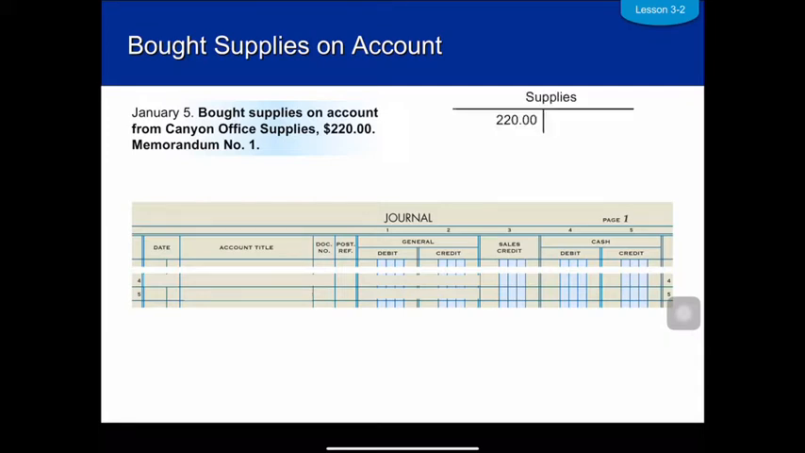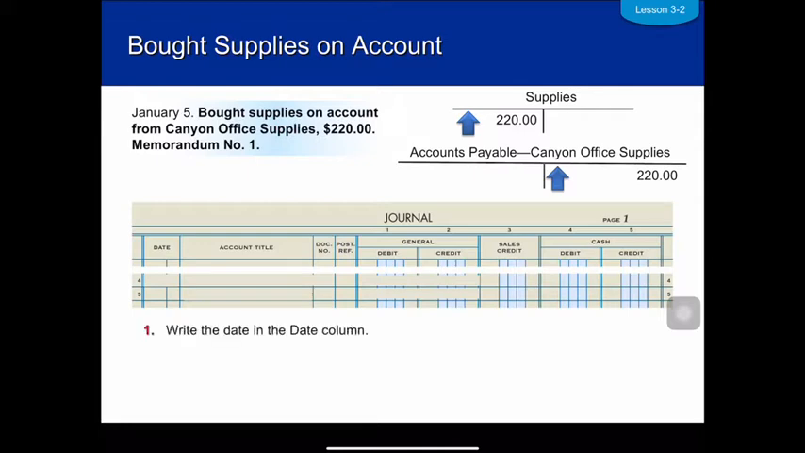The accounts affected: our supplies is going to go up, and this we covered last chapter, and our accounts payable for Canon Office Supplies, what we owe them, is going to go up. So we're going to debit supplies, credit our accounts payable account. The 4 things you do when you fill out a journal, the first thing is to write the date in the date column. And remember, since this is line 4 and it's not the first line of your journal, all we have to do is write the date, the 5th.